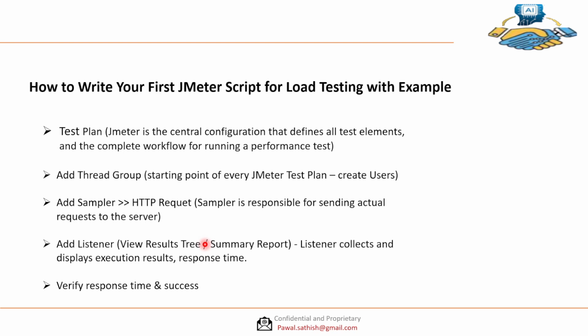Here we can see how to write your first JMeter script for load testing. In JMeter, first we need to create a test plan. A test plan is nothing but the central configuration that defines all the test elements, and it defines the complete workflow for running a performance test. Once we create and save the test plan, we need to add a thread group. A thread group is like a starting point, and here we'll create concurrent multiple users.